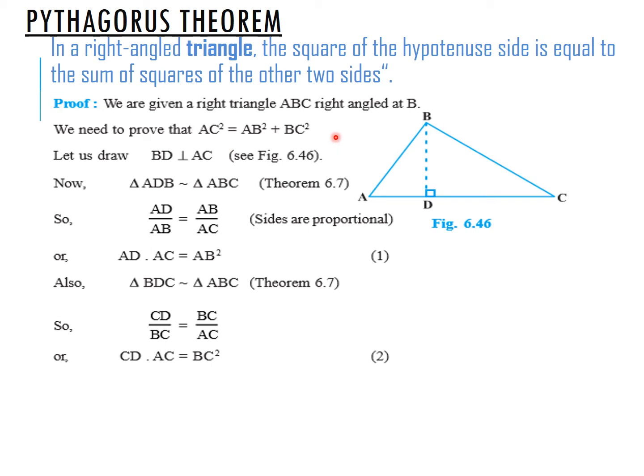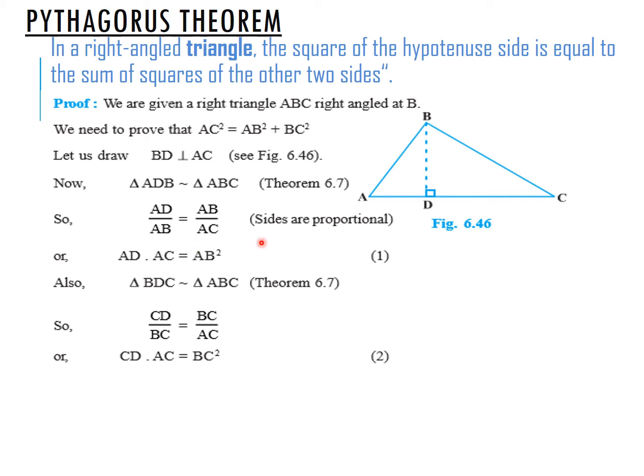This is quite known to us, but to prove it using similarity, let us draw a perpendicular BD on AC. So this is a perpendicular, we have BD perpendicular on AC. Therefore angle D here is 90 degrees. So we can see that we have created two more triangles. Using the theorem we have learned before, we can say that these two triangles are similar to each other. So we can say triangle ADB is similar to triangle ABC.